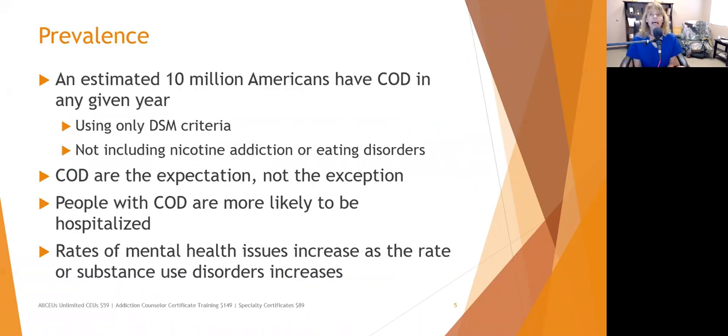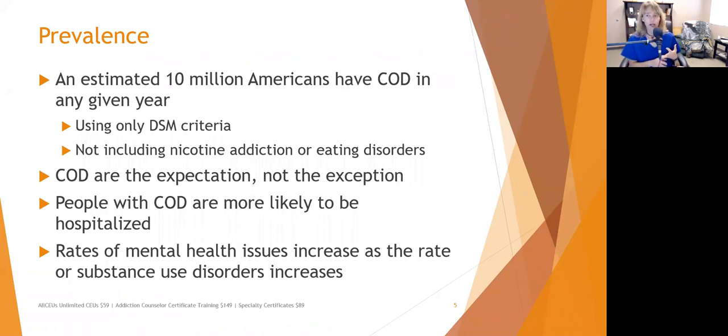An estimated 10 million Americans have a co-occurring disorder in any given year, and that is a really low number when you look at other research that's out there, because that number only uses people who meet DSM criteria. And when TIP 42 was done, that was before the DSM-5, when gambling addiction actually made the cut for the DSM-5.